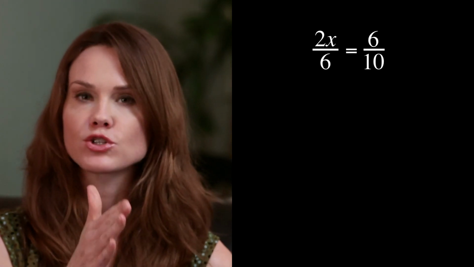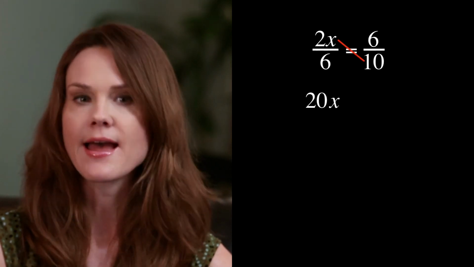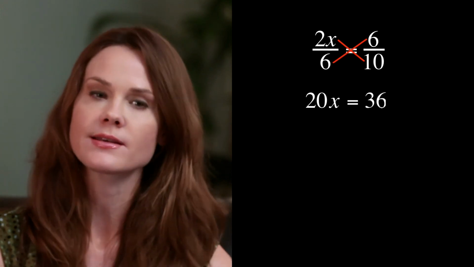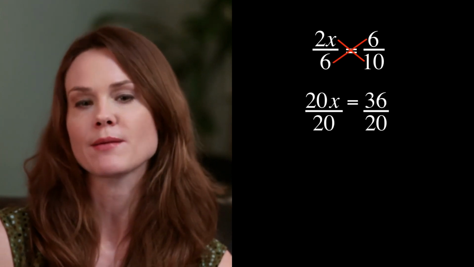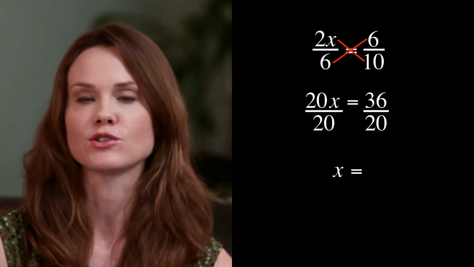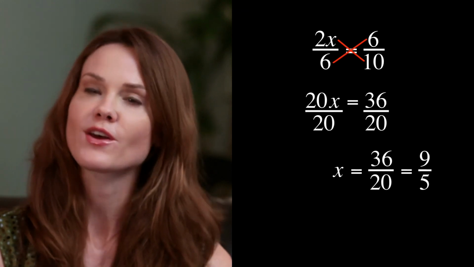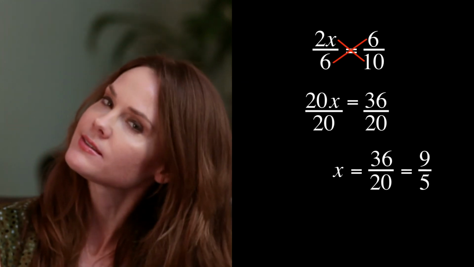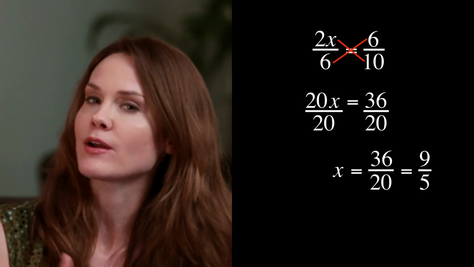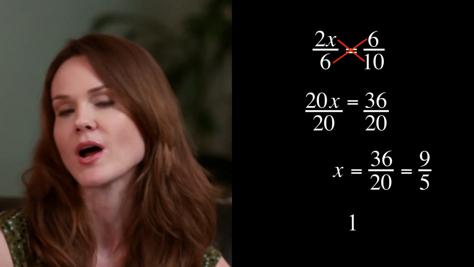So we would have 2x times 10 is 20x, and then 6 times 6 is 36. We would divide by 20. You'd end up getting x equals 36 over 20, which reduces to 9/5. What's the mixed number for 9/5? 5 goes into 9 one time, so that would be 1 4/5.